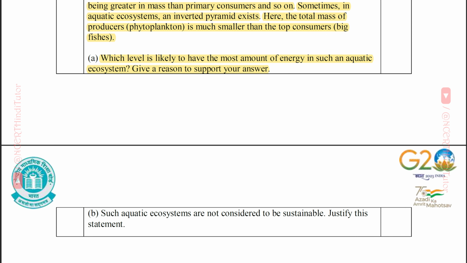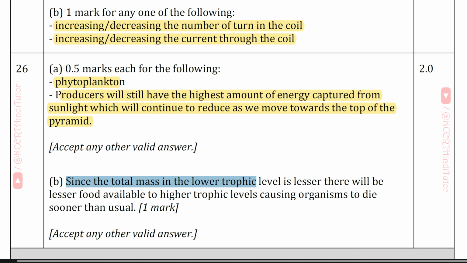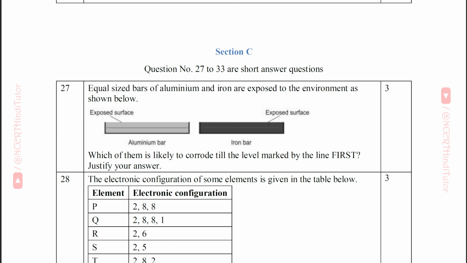B. Such aquatic ecosystems are not considered to be sustainable. Justify this statement. Answer: since the total mass in the lower trophic level is lesser, there will be lesser food available to higher trophic levels, causing organisms to die sooner than usual.